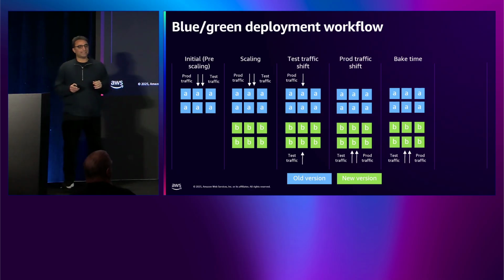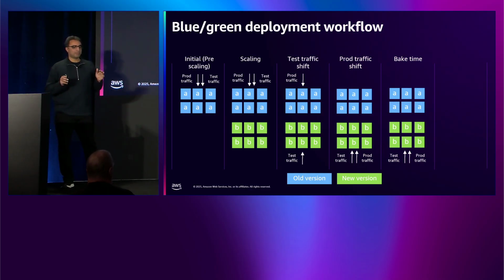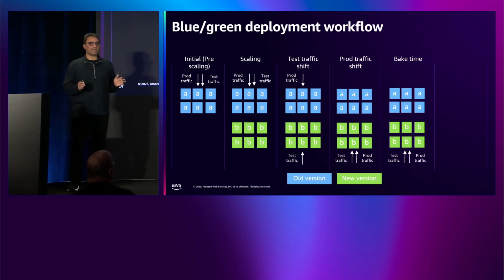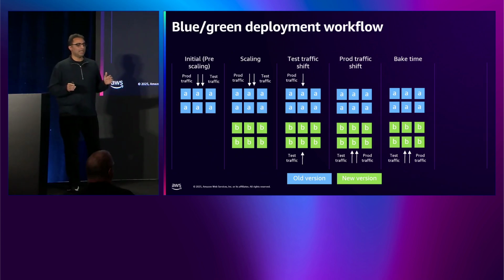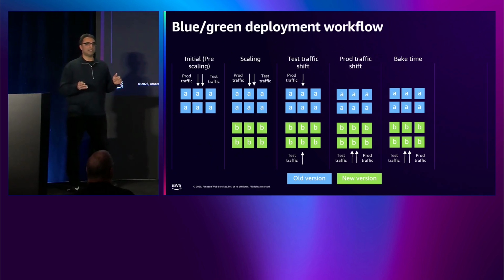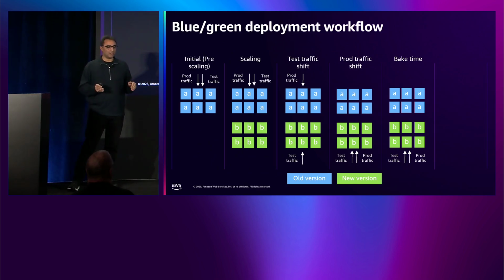And then we get to the bake time stage. At this stage, the two environments are kept. Still, the traffic is served by the green or the new environment, but the blue environment is still there. If any issue got discovered, you can reroute the traffic back to the blue environment. And you have the ability to define how long this stage will last for.